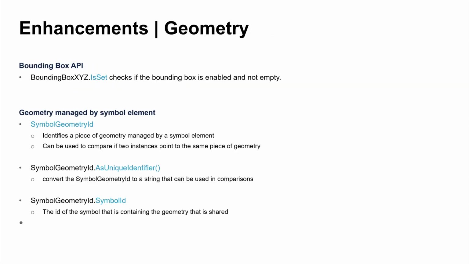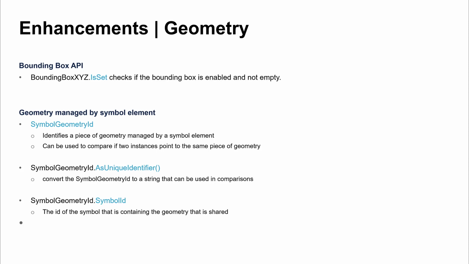In terms of geometry, we've got a few enhancements as well. The bounding box API now has the ability to check whether a bounding box is set for an object, whether you can expect it to be available or not. We've also got a little bit of enhancements to manage the geometry associated with a symbol element. And a symbol element, right, is the type element that's associated with multiple instances.